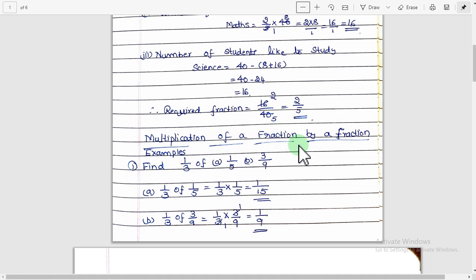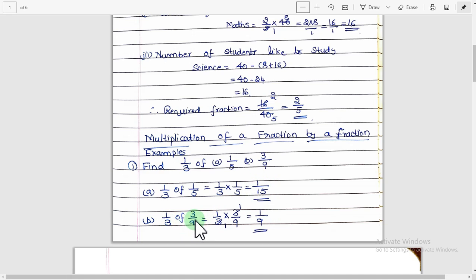Next is multiplication of a fraction by a fraction. Here find (a) 1/3 of 1/5, (b) 1/3 of 3/9. 1/3 of 1/5, both are fractions here. In the last class, you learnt fraction and whole number multiplication. Here it is fraction and fraction. Of means multiplication. In the next step, write multiplication in place of of. If it is possible to simplify, simplify. Otherwise multiply numerator into numerator and denominator into denominator. 1 ones are 1, 5 threes are 15.